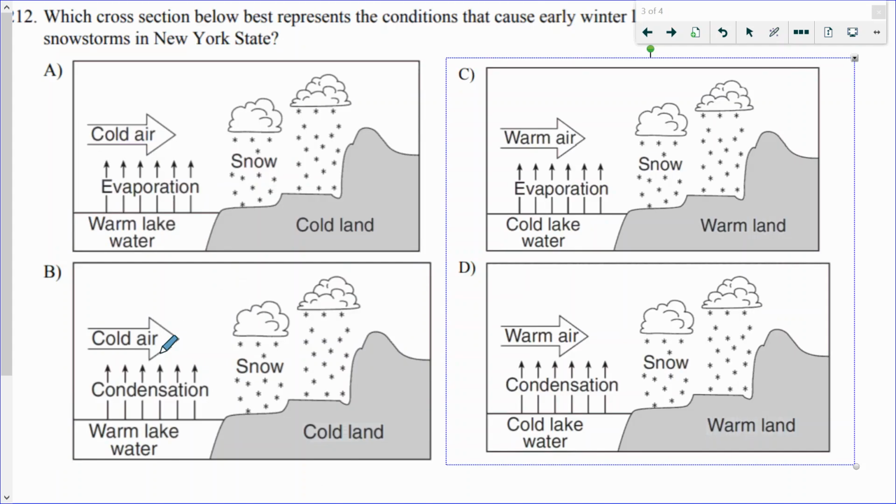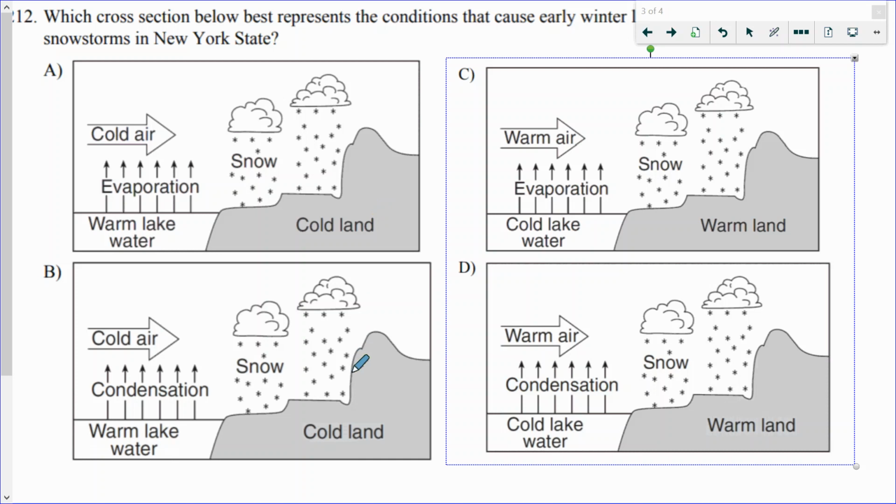Another nice diagram. It's got a lot going on. It's a tricky question, okay? Which one represents what's going to make the lake effect snow? So you've got to think, what do you need? Cold lake versus warm lake, you need warm water. More heat leads to more evaporation. So you need the warm water, and you need cold air, okay? And you need cold land.